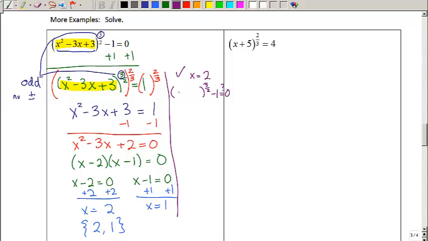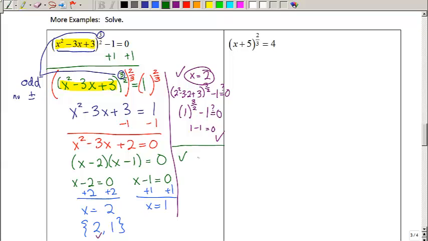So when I plug in 2, I'm getting 2 squared minus 3 times 2 plus 3, which reduces to 4 minus 6 is negative 2. Negative 2 plus 3 is 1. 1 raised to the 3 halves is still 1. And 1 minus 1 is 0. This does check. So x equals 2 is a valid solution.